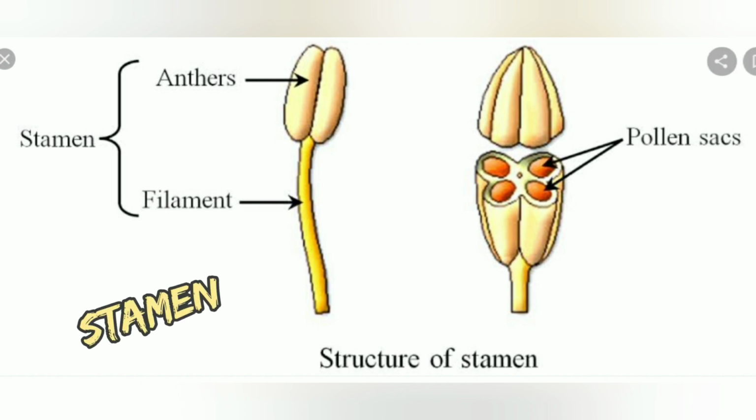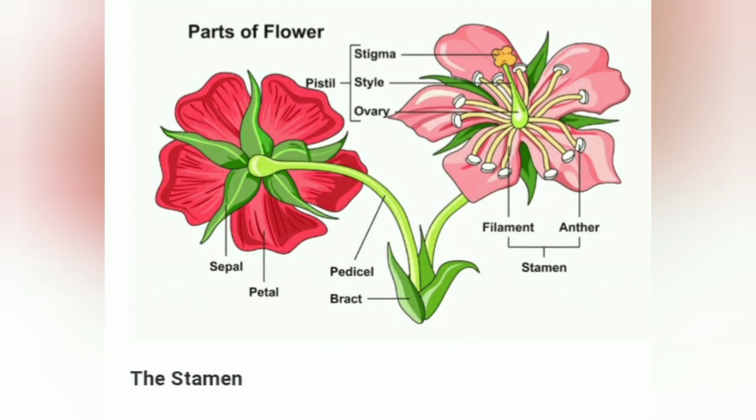The male parts are called stamen and usually surround the pistil. The stamen is made up of two parts, the anther and filament. The anther produces pollen. The filament holds the anther up.